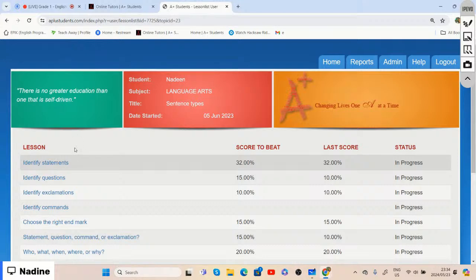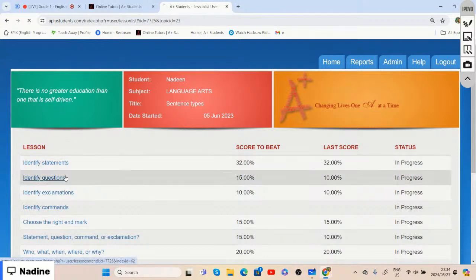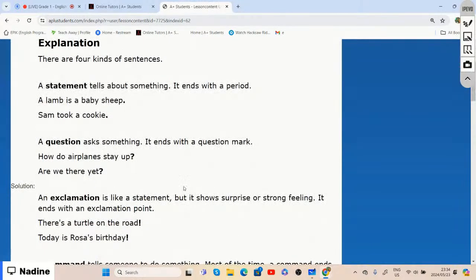All right. So now we're going to identify questions. And remember, a question asks something, and a question ends with a question mark, right?